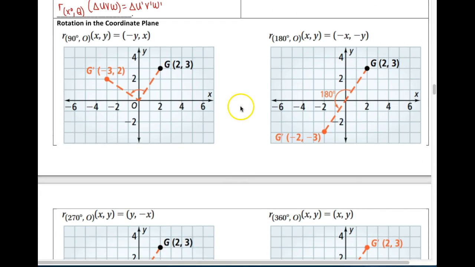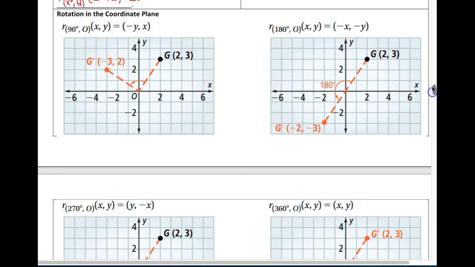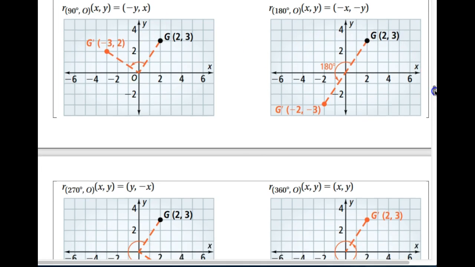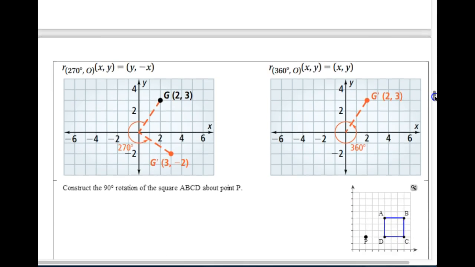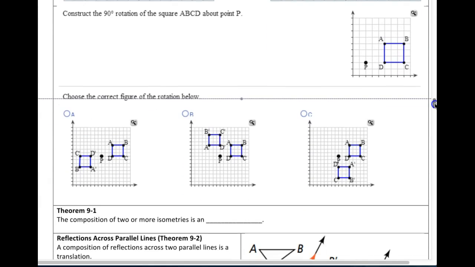A few common rotations for you guys to notice. When a figure is rotated 90 degrees, 180 degrees, or 270 degrees about the origin O in a coordinate plane, you can use the following rules, okay? And these are pretty self-explanatory. I'll just let you guys take a look at them, okay? All right, let's do an example.